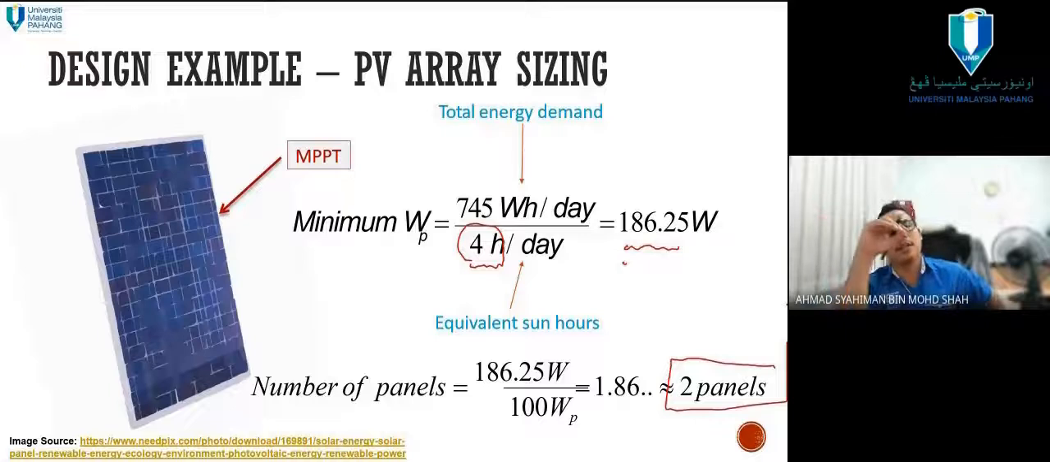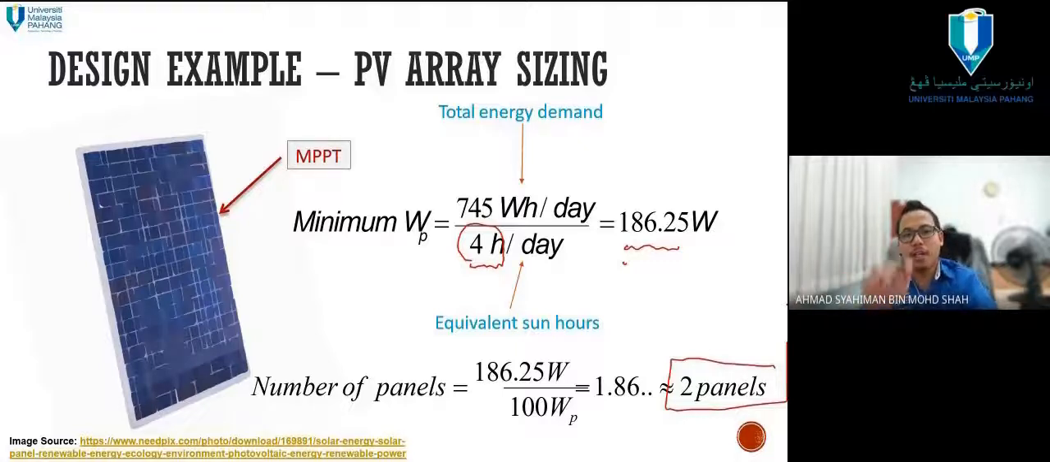If we have a 200 watt solar module, then it's enough to use one only, because 186.25 over 200 you get 0.8 something. It means one. So we need only one. And the last time I showed you several modules with the big size, 550 watt per module. If you use that, it's over, right? Actually you need only 186, but you use 500 watt. So you lose out there, a loss based on demand.